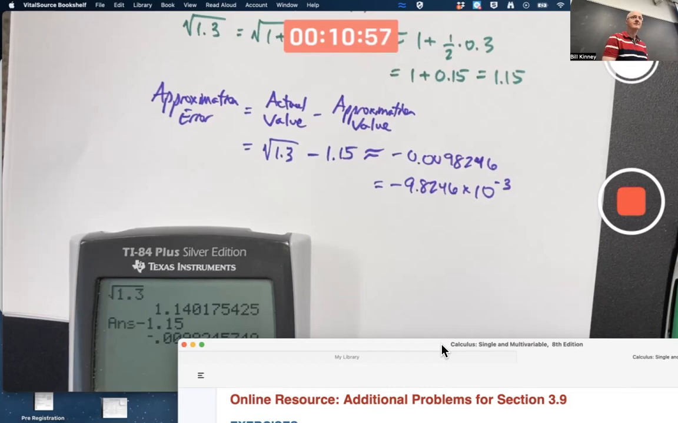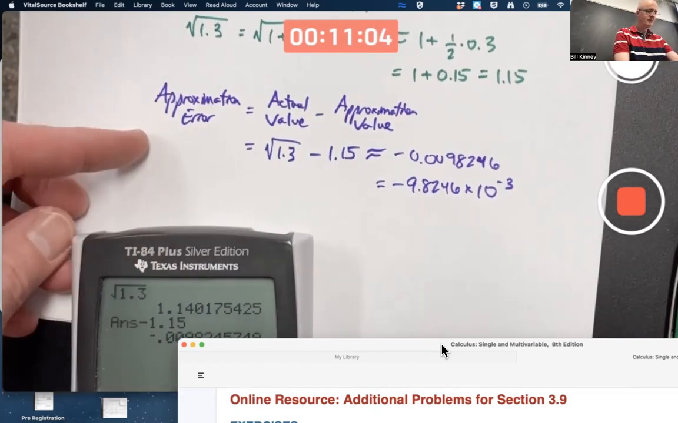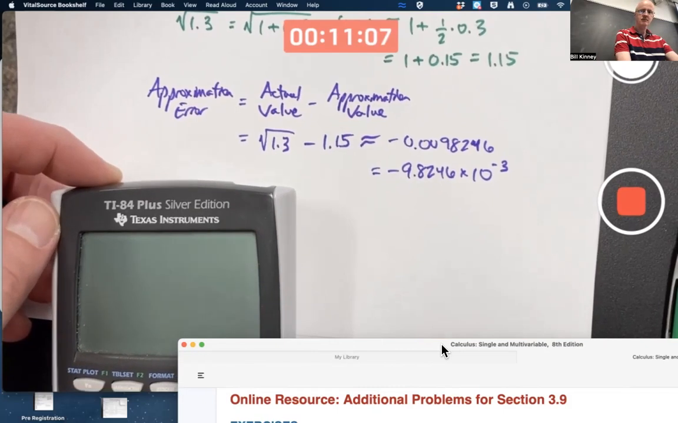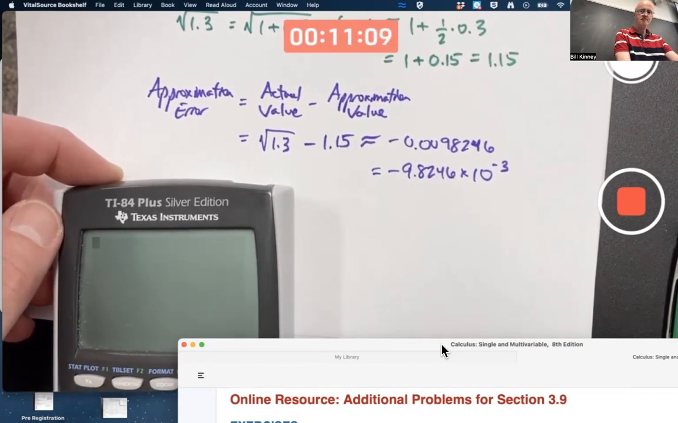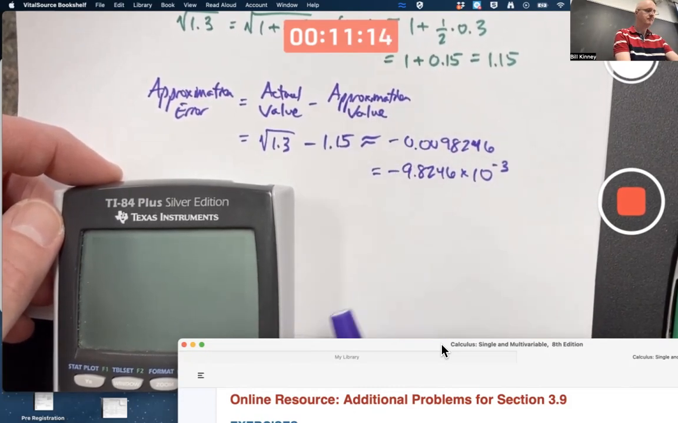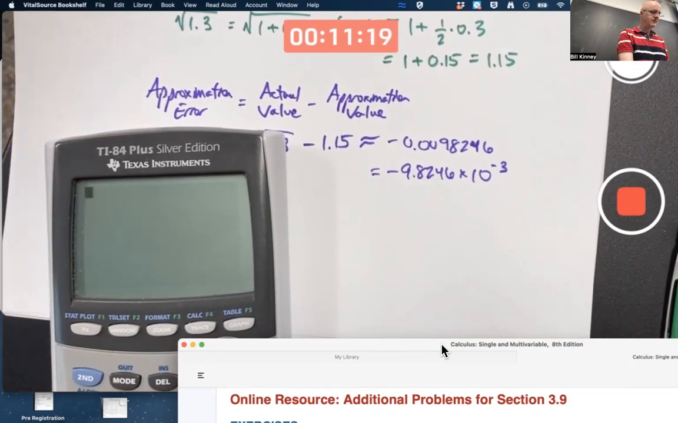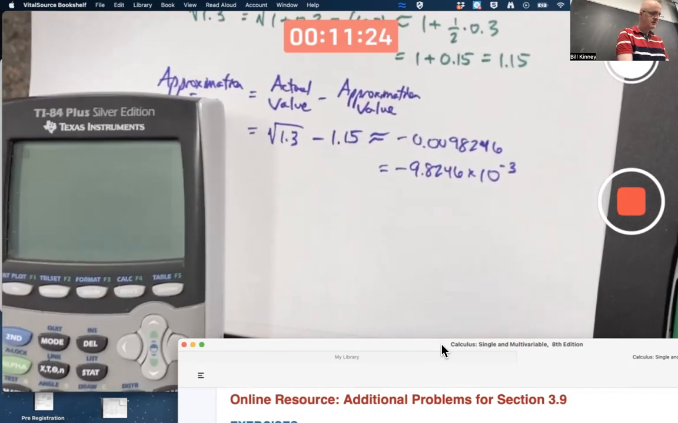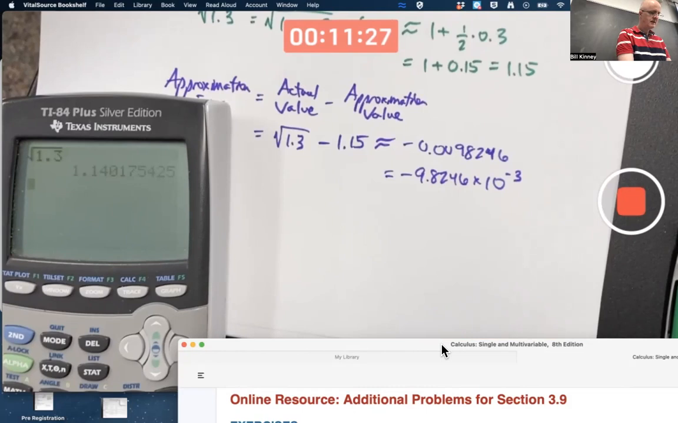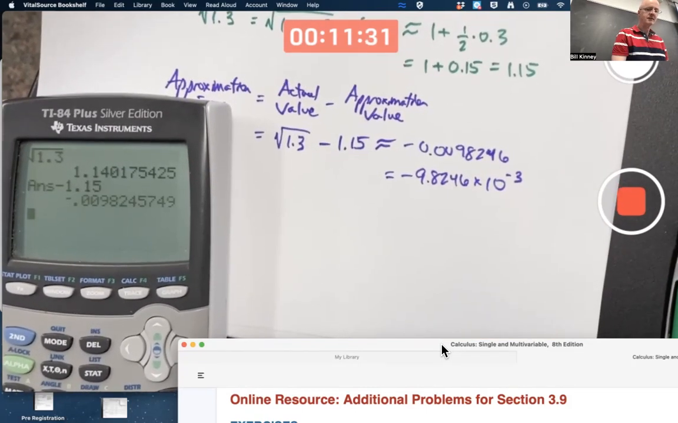Question? Why the negative? Because this number is smaller than this one. Try it with the scientific notation. You got 2 negative values. I only have a negative right there. This is a separate line. Yeah. Negative 9.8246 times 10 to the negative 3, which is close to 10 to the negative 2. The actual value is smaller than the approximation we got from the local linearization, and so the difference is negative.